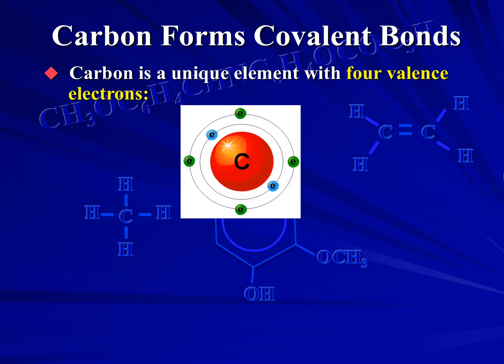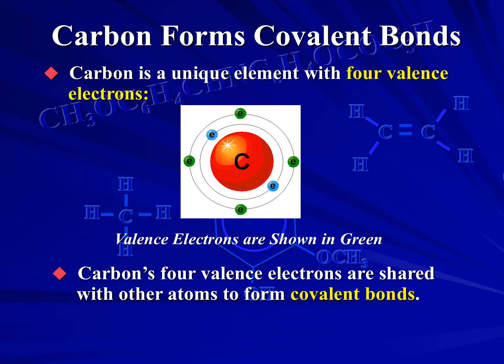Carbon is a unique element with 4 valence electrons. Valence electrons are the electrons in the outermost shell of an atom. Carbon has 4 valence electrons, which it shares with other atoms to form what are called covalent bonds. In this diagram, the valence electrons are shown in green.